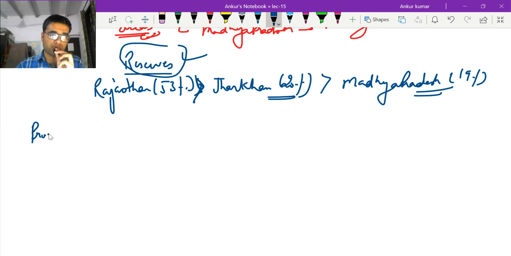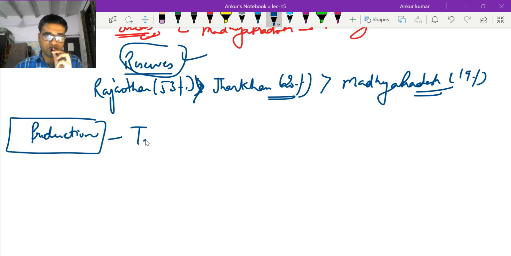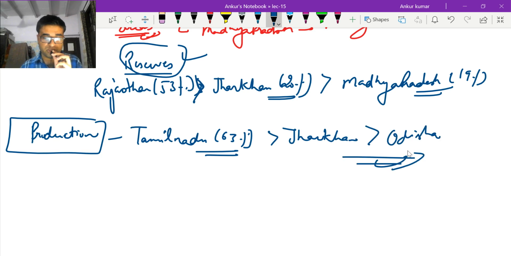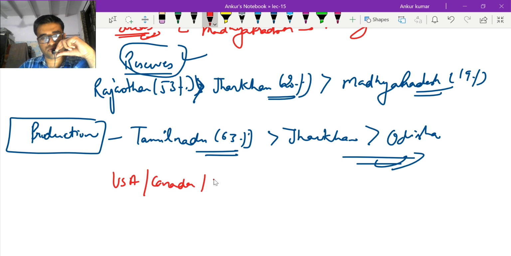Moving on to the next part, that is about production. Tamil Nadu, 63% copper is produced. After this is Jharkhand, right? After that it is Odisha, right? So this is the production-wise sequence. But overall, there is a lack of copper in India. So India mainly completes its requirement by importing copper from USA. We import from USA, we import from Canada, India imports from Zambia and many other countries, right? So these are the importing countries from where we import copper.